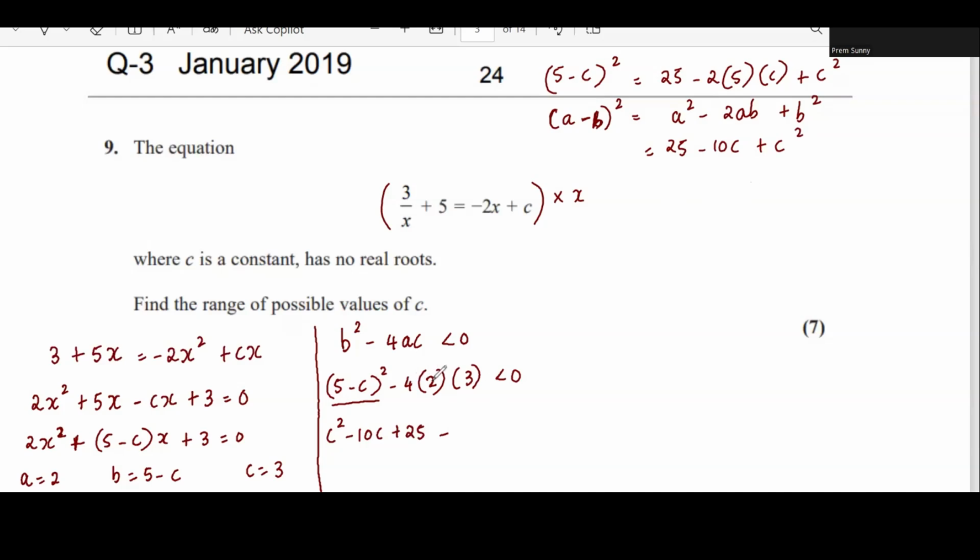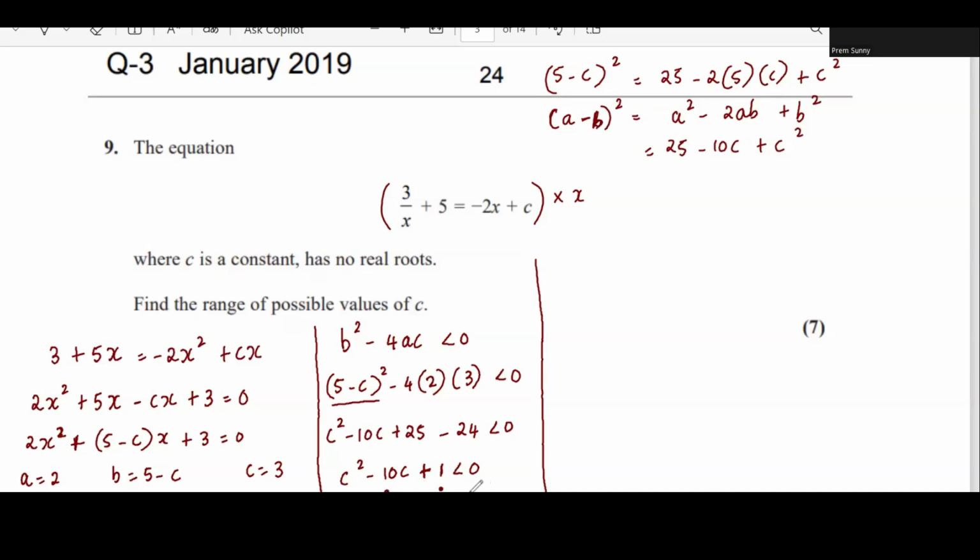Minus 4 into 2 is 8, 8 into 3 is 24. 24 is less than 0. Now we'll be getting a quadratic equation in terms of c. So this is c² - 10c, 25 - 24 is plus 1, is less than 0. Now we cannot do factorization, because two numbers, when we multiply, we should get 1, and when we add them, we should get -10. So that is not possible.